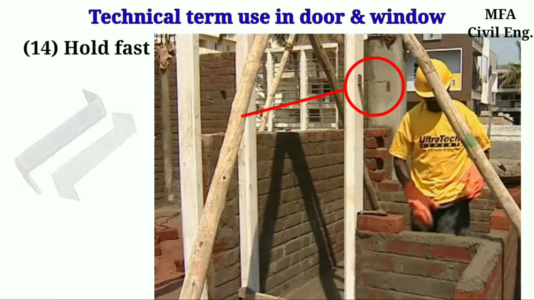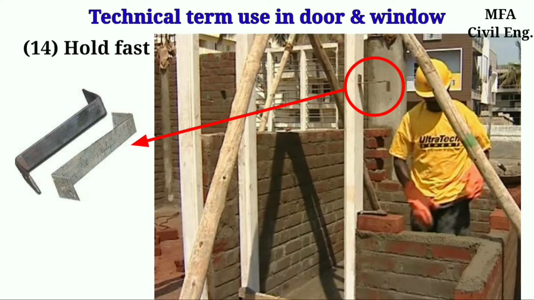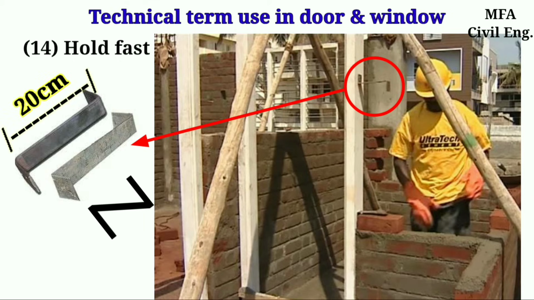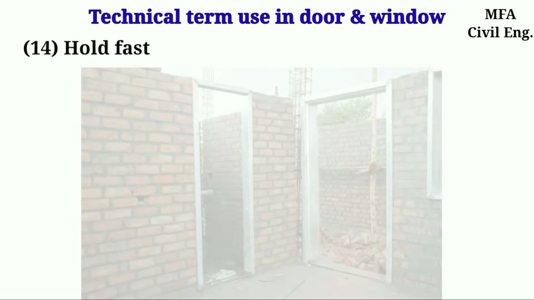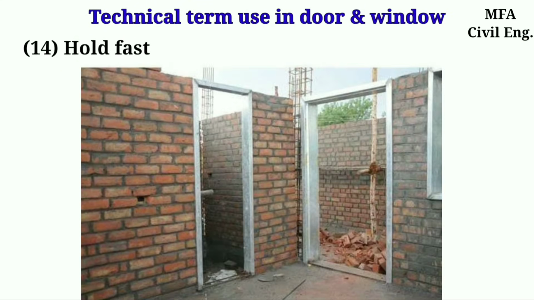Hold fasts are mild steel flat sections generally bent into a Z shape to fix or hold the frame to the opening. The horizontal length of the hold fast is kept about 20 cm and is embedded in the masonry.